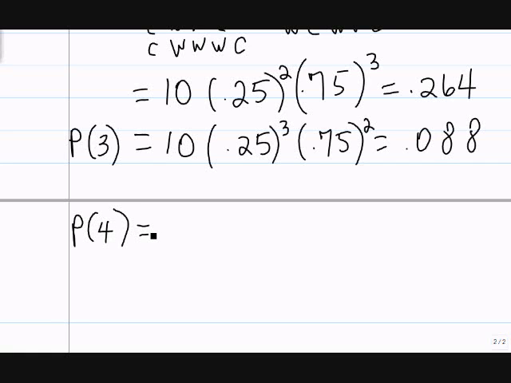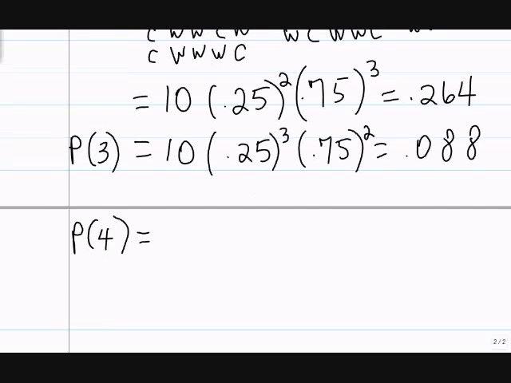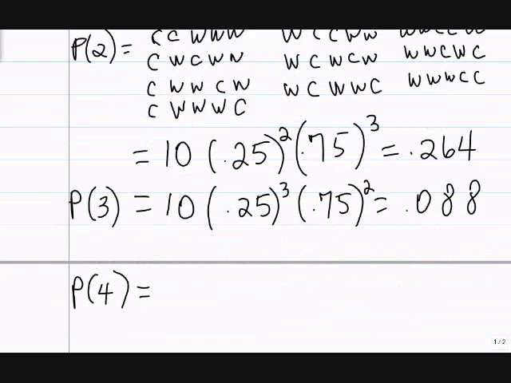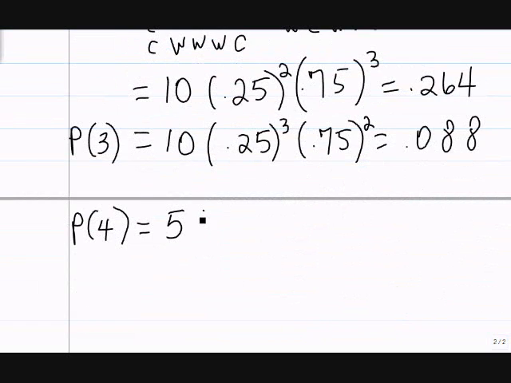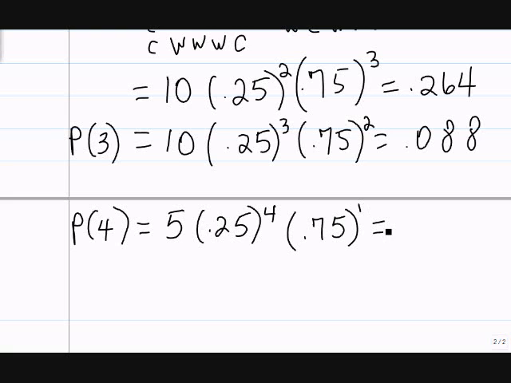Okay, 4 correct. How many ways to have 4 correct? Same as 1 correct. There are 5 ways. So this is 5, and I got 4 of them correct and 1 of them incorrect. So my probability of getting 4 correct is 0.015 with rounding. Probability of getting all 5 correct, there's only one way to do that.